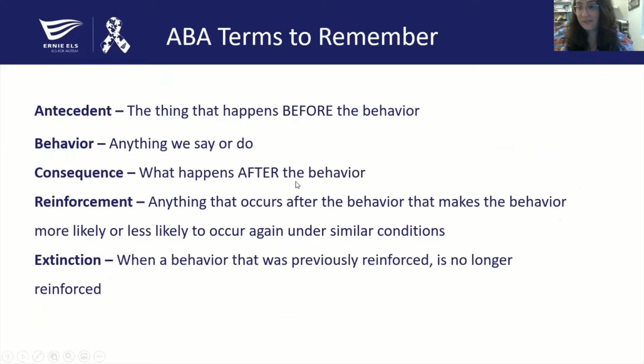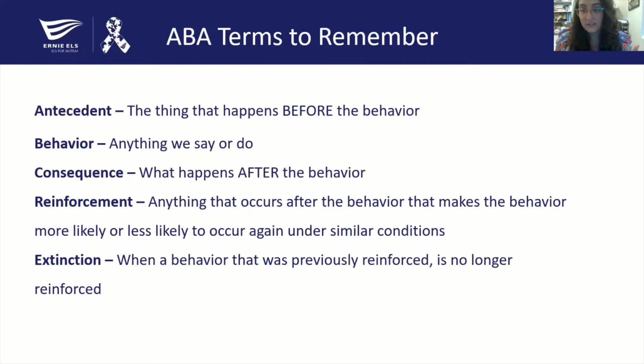So before we get to our next slide, I felt like this was really valuable to just review some ABA terms to remember. As a reminder, I am a behavior analyst, so you may hear me say things like antecedent, reinforcement, extinction throughout the training today. I want to make sure that you have something to reference in case you're not familiar with those terms. So an antecedent is the thing that happens before the behavior. Behavior is anything we do or say. Consequence is what happens after the behavior occurs.